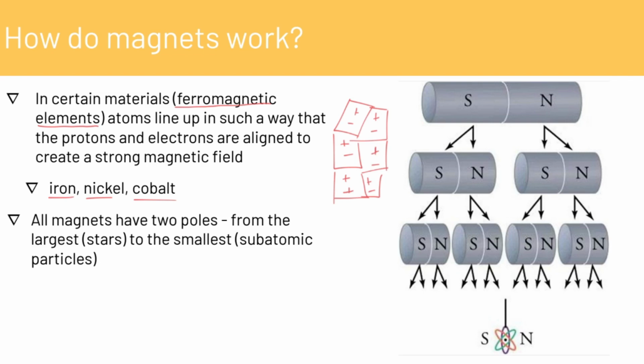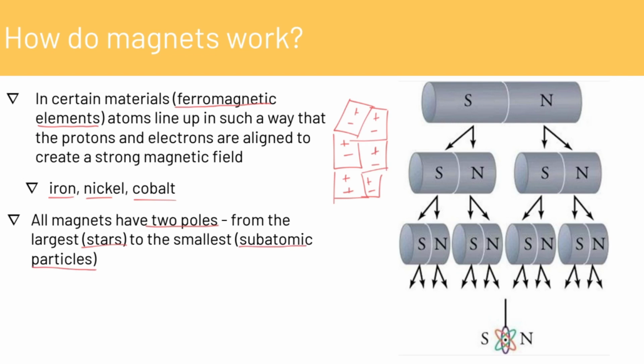All magnets have two poles, from the largest magnetic objects, like stars, which have magnetic fields, to the smallest objects, like subatomic particles inside of an atom. They all have two poles.